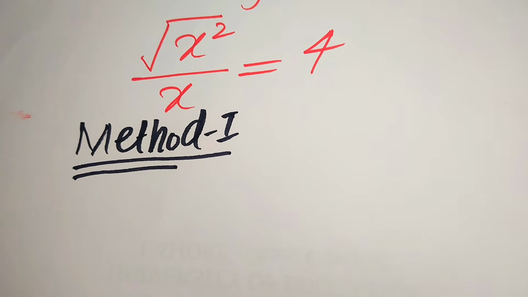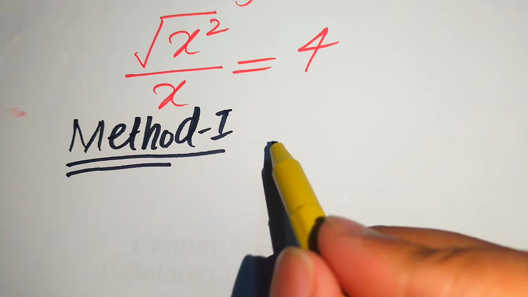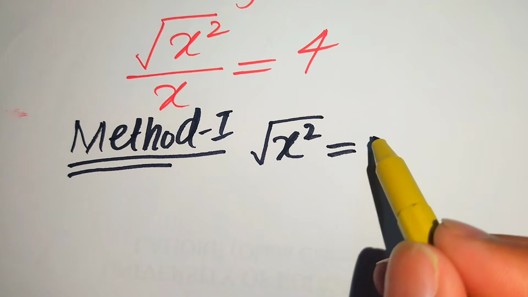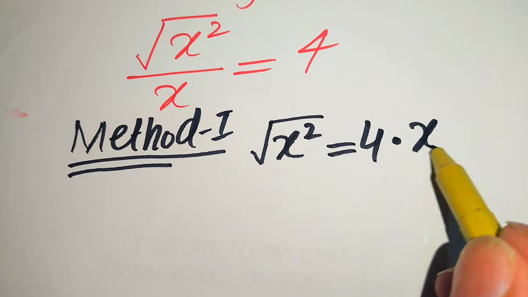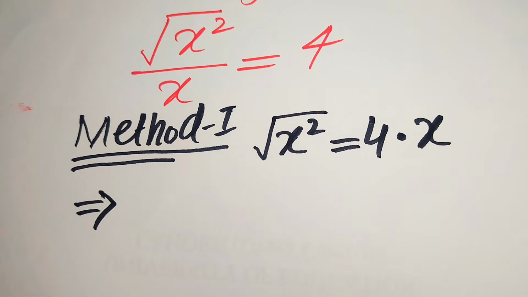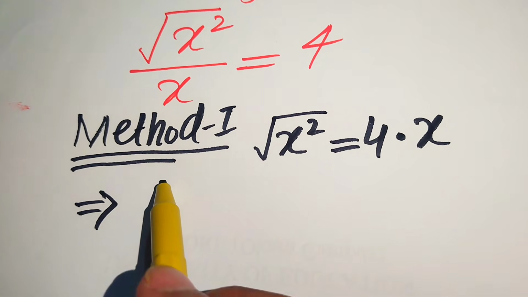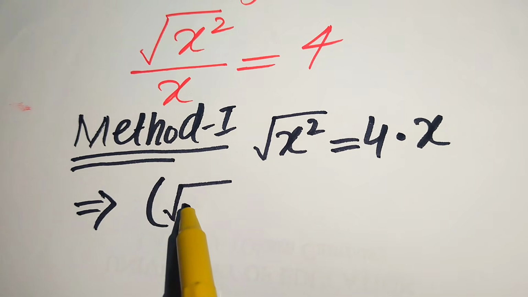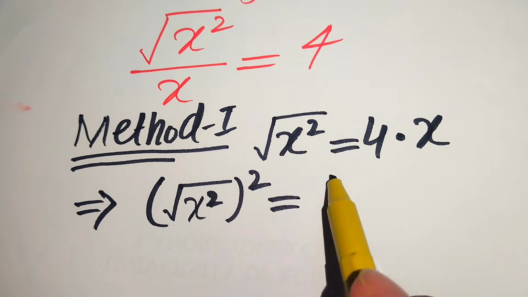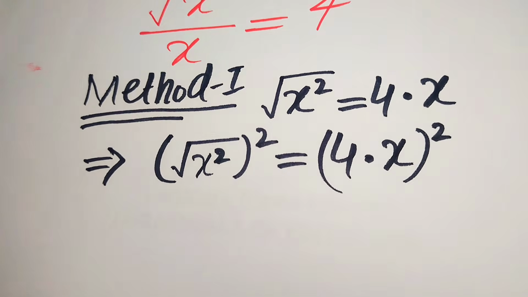And now we move toward the solution of this problem from the first method. In the first method, we move the term x from the left hand side to the right hand side, and we get the square root of x squared is equal to 4 times x. And now, in order to get all the roots of this equation, we need to remove this square root sign. So when we remove the square root sign, we apply squaring on both sides. So it becomes the square root of x squared, whole squared, is equal to 4 multiplied by x, whole squared.